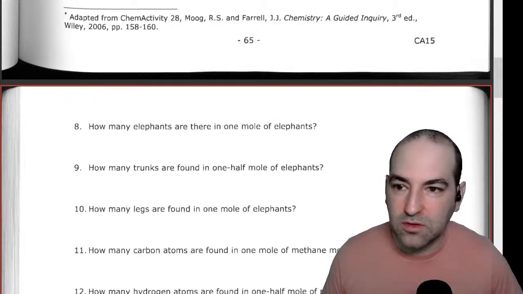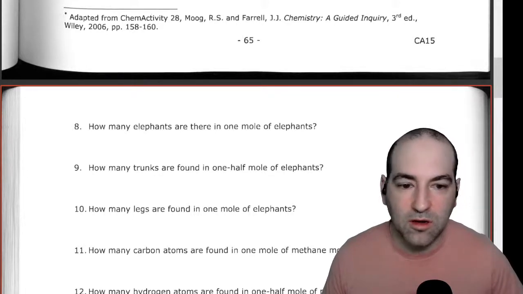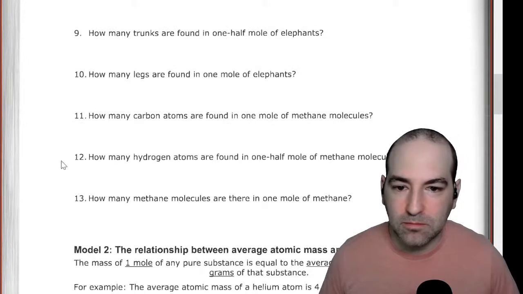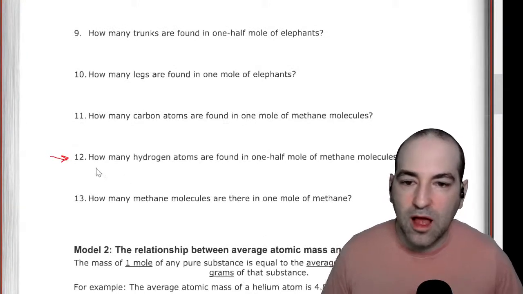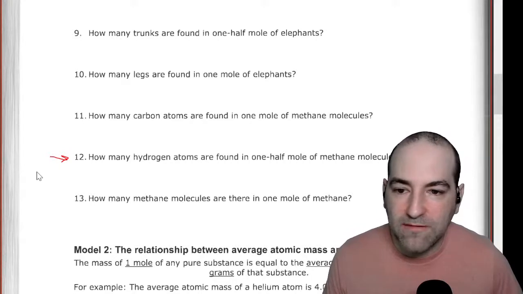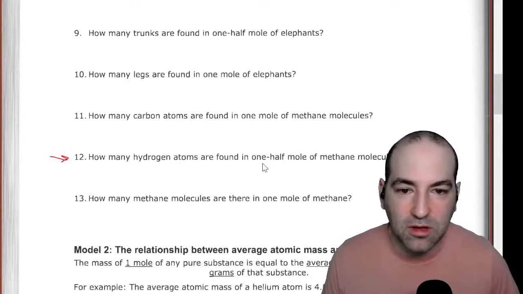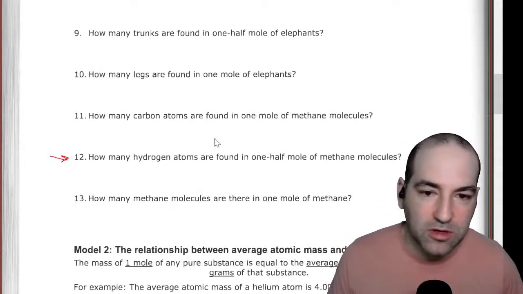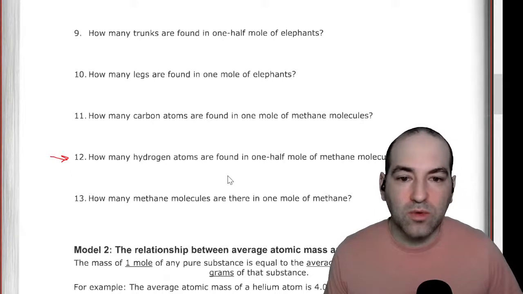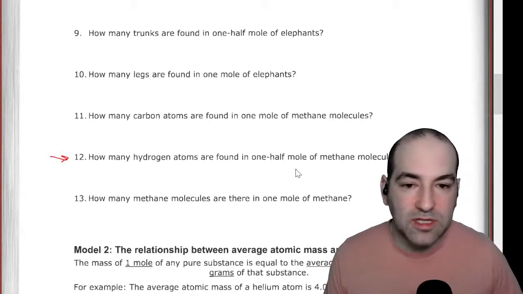Again, ask questions if this isn't clear to you. But if we take one of these, for example, let's look at number 12. How many hydrogen atoms are found in 1/2 mole of methane molecules? There's a lot going on there because we know we have 4 hydrogens per molecule. We know we have that big number, 6.02 times 10 to the 23rd, per mole, and then we need 1/2 a mole. So we can take this step by step.